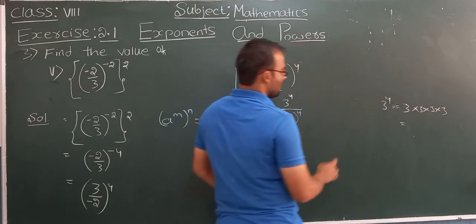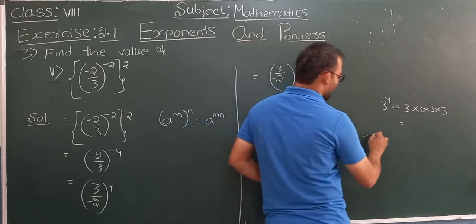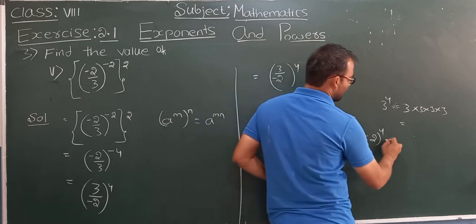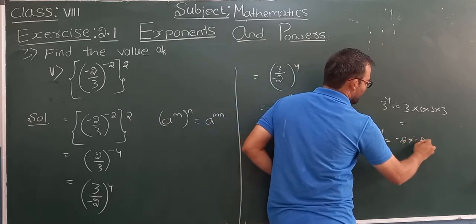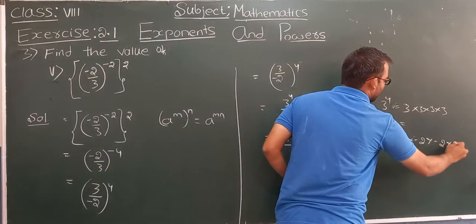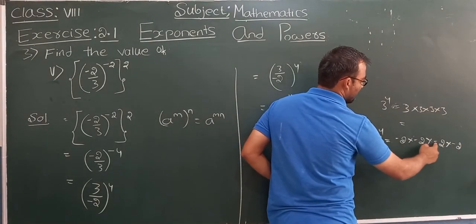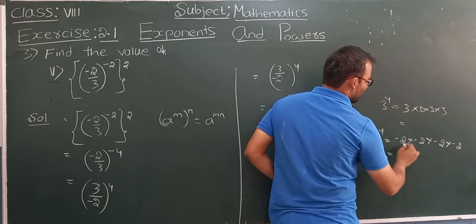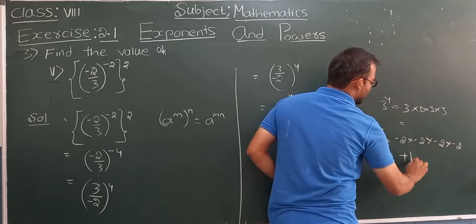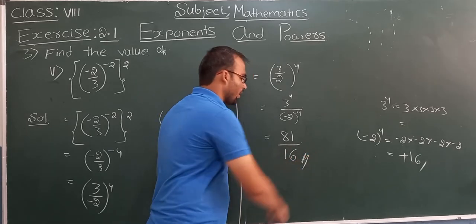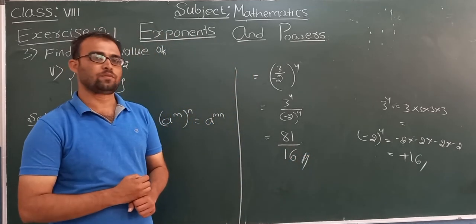Divided by (-2) to the power 4. Minus 2 to the power 4 is nothing but minus 2 into minus 2 into minus 2 into minus 2. Minus into minus is plus, plus into minus is minus, minus into minus is plus. So 2 2s are 4, 4 2s are 8, 8 2s are 16. Then we get 81 by 16. So this is the solution for the fifth problem.